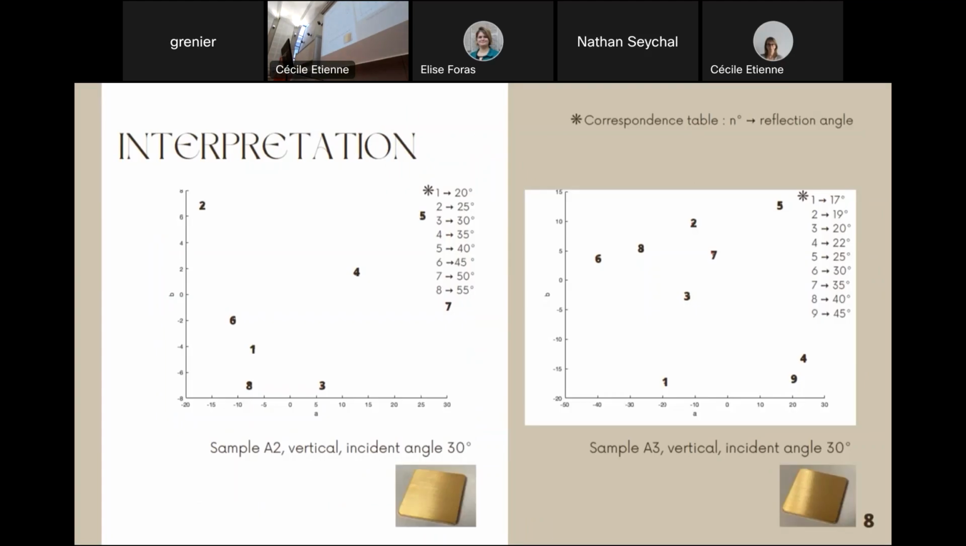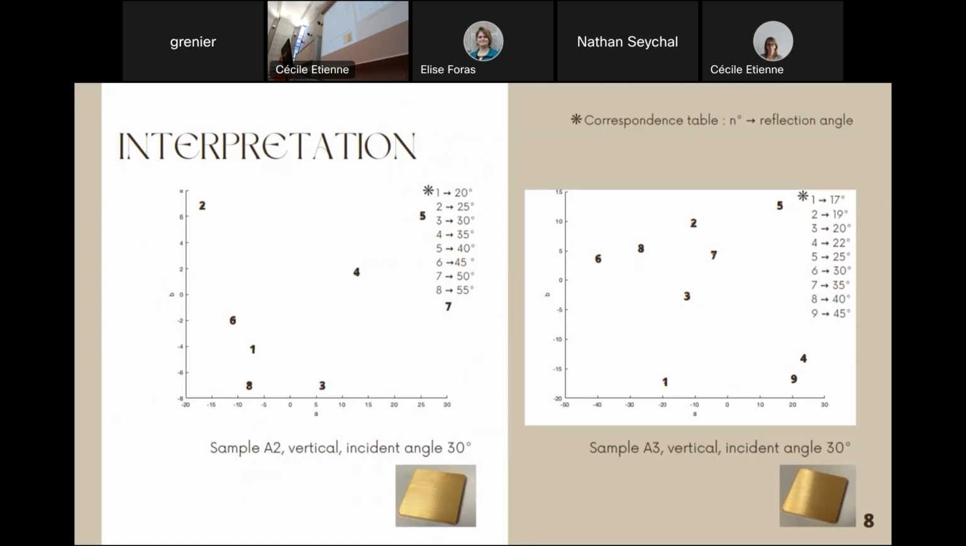Okay, so here you have the points of the 2 ridged yellow samples, so A2 and A3. They were illuminated at the same incident angle of 30 degrees. And we plotted the points in the LAB graph in 2D.